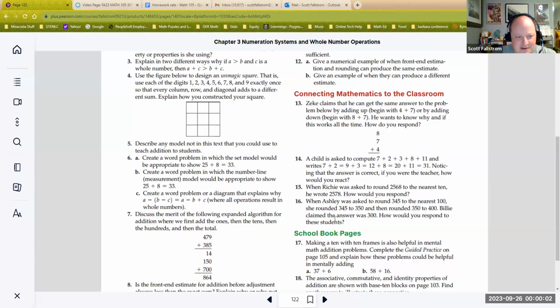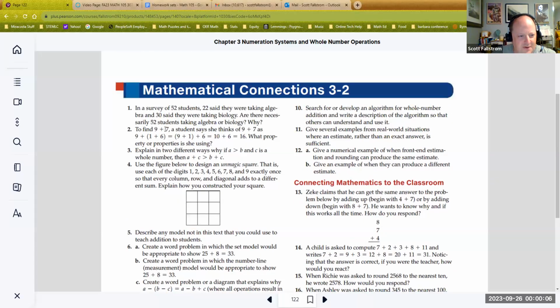Okay, let's take a look. MC number 2. To find 9 plus 7, a student says she's thinking of this is equal to this plus this is equal to this plus this. What property or properties is she using? Very similar to the last couple questions. Think about which property she used. If she regrouped, that's the associative property. If she changed the order, then we have commutativity.